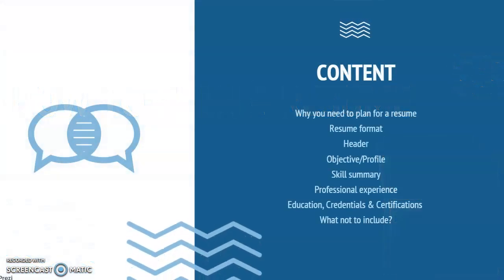Today's agenda is to cover why it is important to have a proper plan when preparing your resume, popular resume formats, how to choose a header for your resume, what is objective and profile, and how to decide which one suits your resume. We will also talk about skill summary, professional experience, education, credentials, and certifications. Few other details you can include if that is relevant for you, and what not to write in a resume.